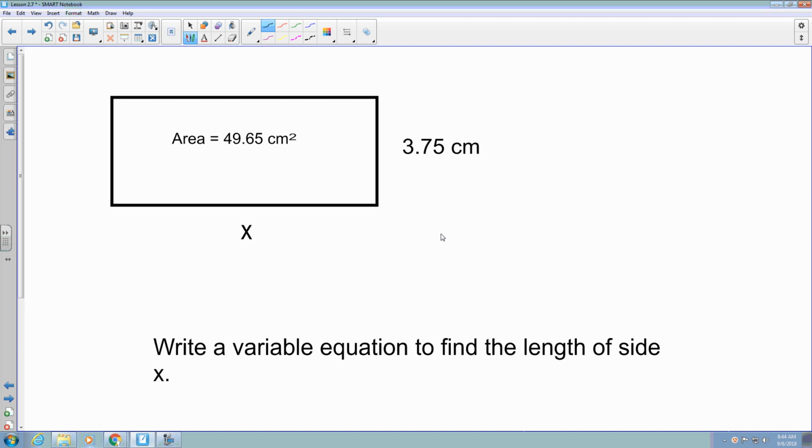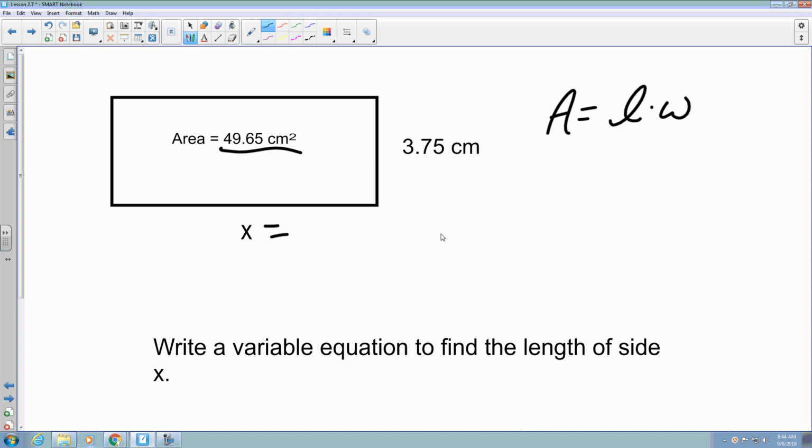You will have some questions where you will be given an area of an object. In this case, the object that is given to us in the picture is a rectangle. The general formula for area of a rectangle is length times width. We have a unique situation where they give us the area, all right? They're telling us that it is 49.65 square centimeters. They give us one measurement, but they don't give us the other one.